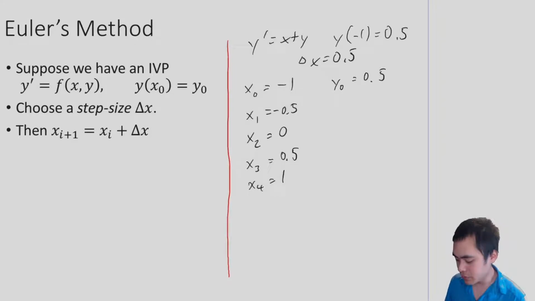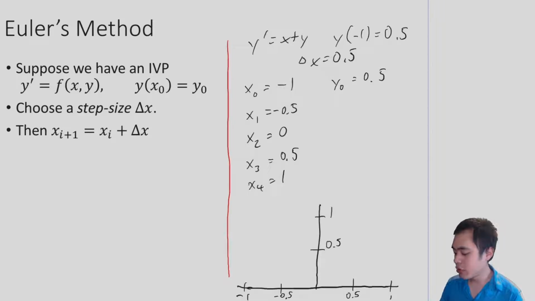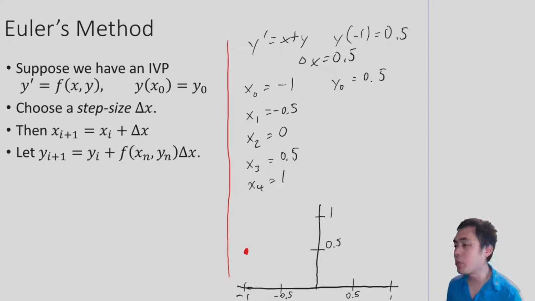So let me draw this out. Let's say this was 0.5, this was 1, minus 0.5, and let's say this was minus 1. And let's say we're starting, this is 0.5, and this is 1. So what we know is our solution starts at minus 1, 0.5. So our solution starts there. Well, then what we want to do is figure out where it is next. And so the way we do that is we compute the value of f of x, y. So we compute the slope at this point.